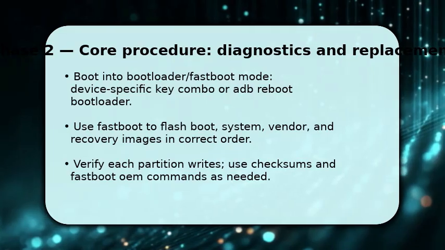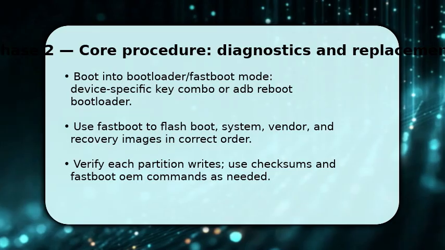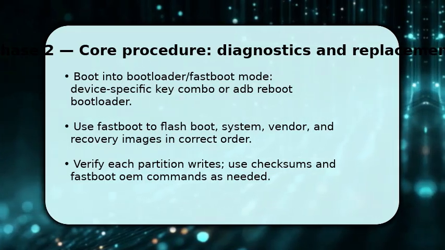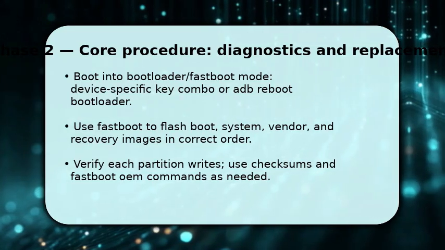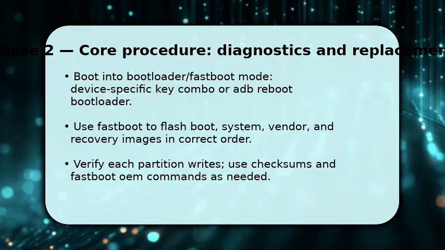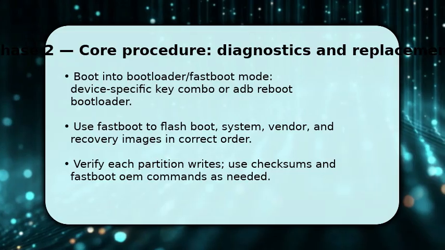You now move into flashing. Reboot the phone to the bootloader using ADB reboot bootloader or the hardware keys. Once in Fastboot, flash partitions in the recommended sequence: boot, system, vendor, then recovery using Fastboot flash commands. After each write, check the return status and run MD5 or SHA-1 checks if available to confirm integrity.